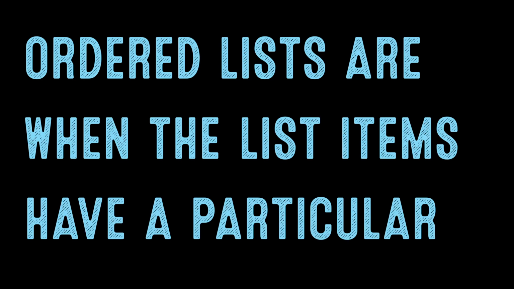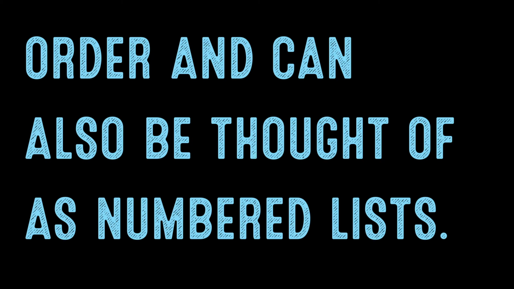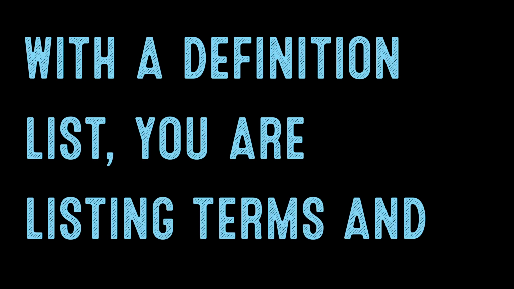What is an ordered list? Ordered lists are when the list items have a particular order and can also be thought of as numbered lists. What is a definition list? With a definition list, you are listing terms and then defining those terms.